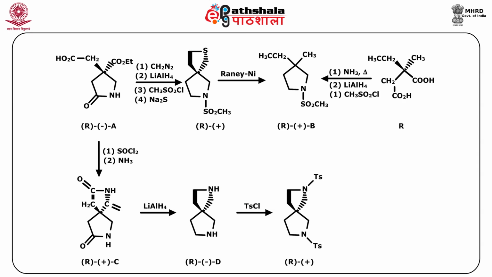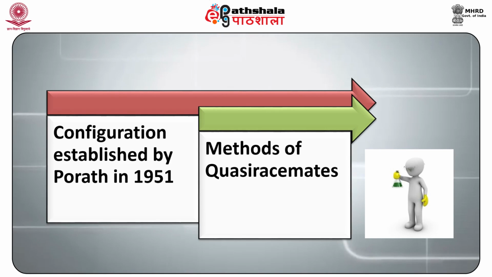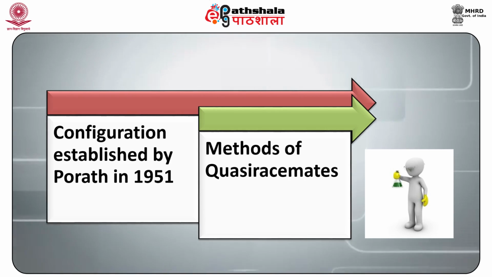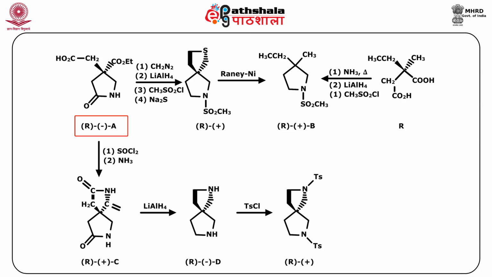You can see the configuration of the key intermediate R levorotatory A shown in this figure was established by the conversion of the sulfonamide R dextrorotatory B, whose enantiomer was chemically correlated with S-methylethyl succinic acid. The configuration of the latter had been established by Berner in 1951 by the method of quasi-racemates. The compound R levorotatory A was then converted to a spirane plus C, which was further reduced to a diazaspirane minus D. The correlation shown in this figure proves that plus C and minus D and its derived dextrorotatory spirane have R configuration.